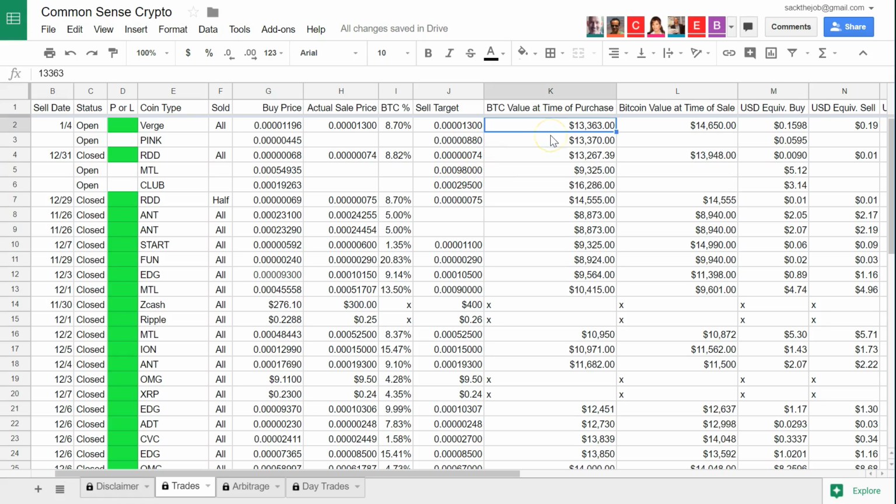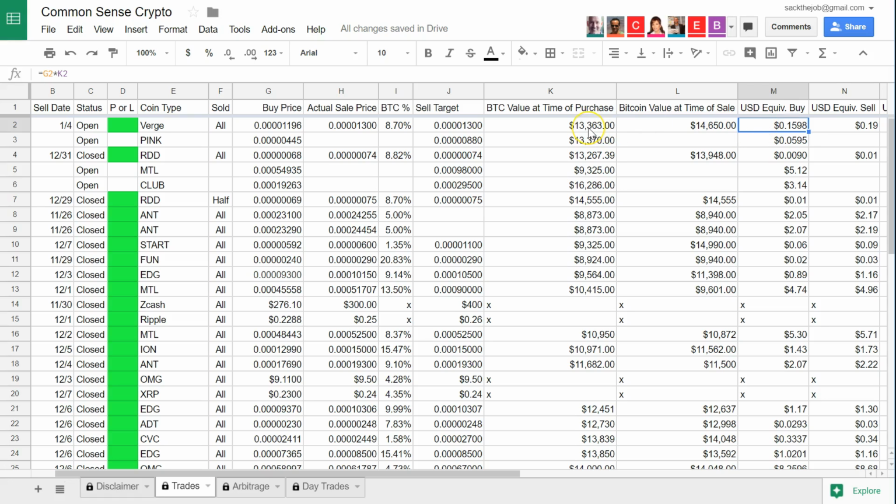All right. So moving on, the next column we have here is Bitcoin value at the time of purchase. That's simply however much Bitcoin is worth at the time that we bought that coin, because we're buying with Bitcoin, so that matters. And Bitcoin value at the time of sale, so however much Bitcoin is selling for at the time of sale. Now, the reason those numbers are important is because that's how we figure out the US dollar value of that coin.